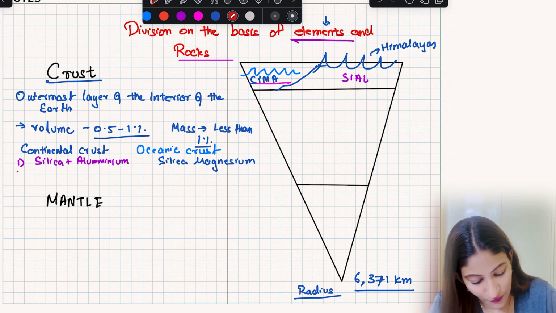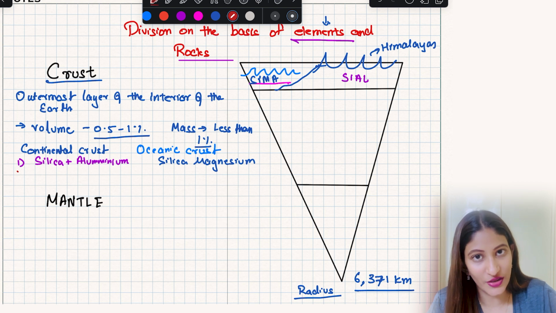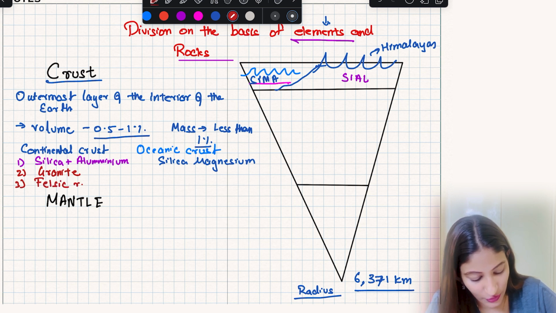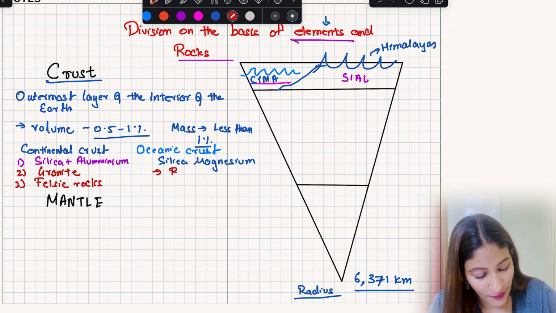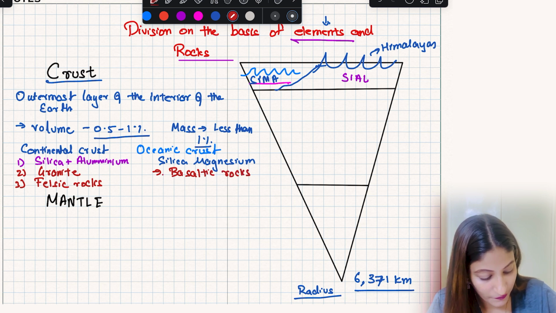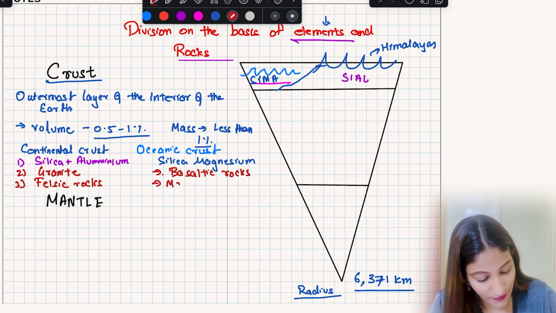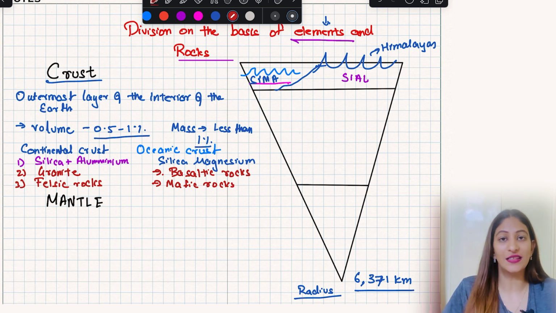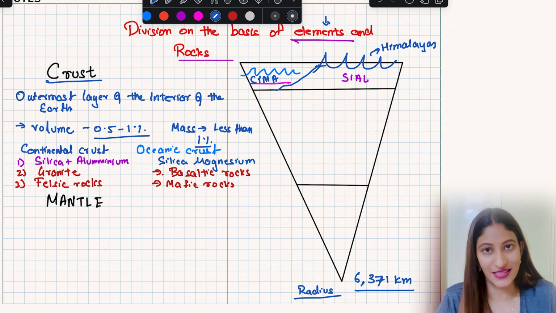Okay. Now, the continental crust and the oceanic crust are also made up of different rocks. For example, if we talk about continental crust, it is made up of granite and especially felsic rocks. I have already told you what felsic rocks are. And if we talk about oceanic crust, it is made up of basaltic rocks, okay, basaltic rocks and majorly mafic rocks. So that is why there is a difference in the rock system as well.